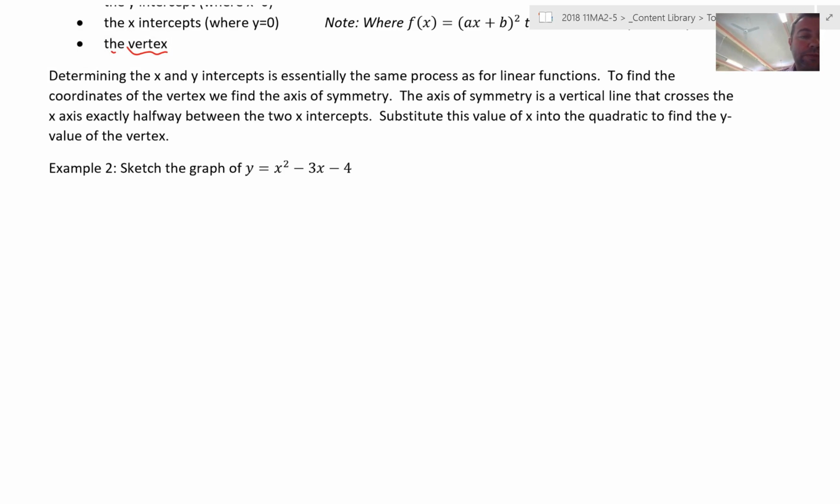Now, what I need to do is remember to find the y-intercept. Let x equal 0. Therefore, y equals 0 squared minus 3 times 0 minus 4. It's a good start. First thing. Second thing.